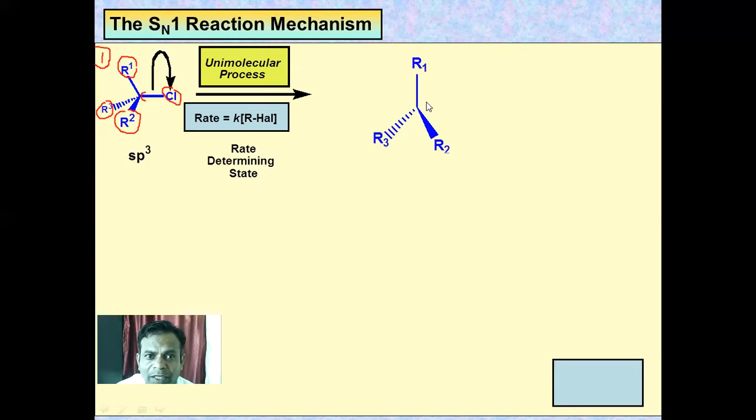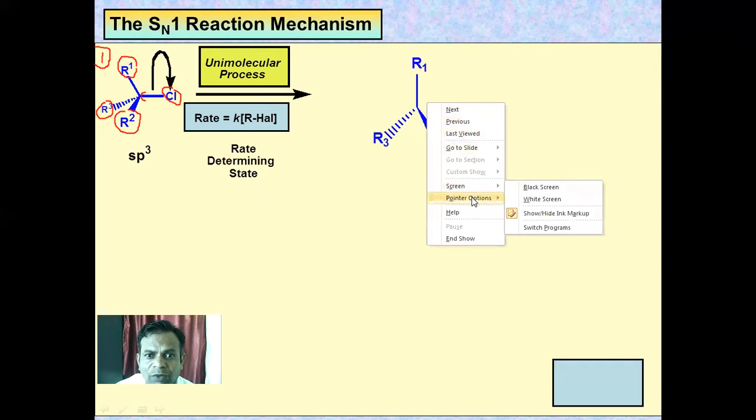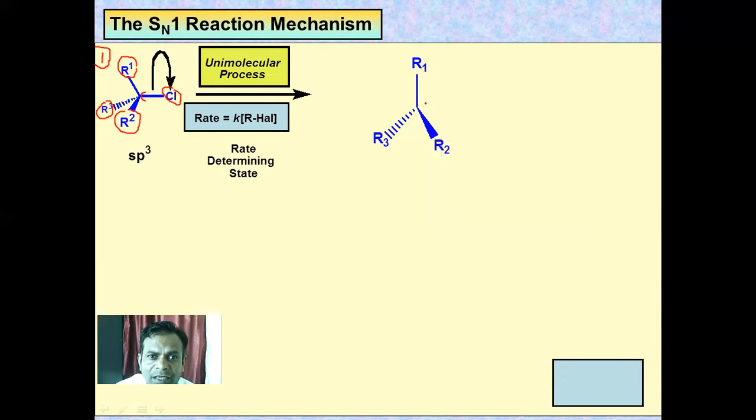Here the carbon acquires a positive charge, so this is nothing but a carbocation. And you must know this step first is a slow step, and it is also called the RDS. RDS means rate determining step.